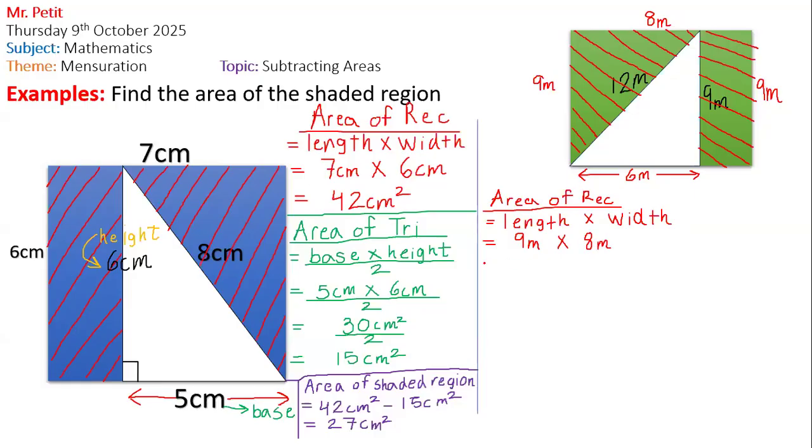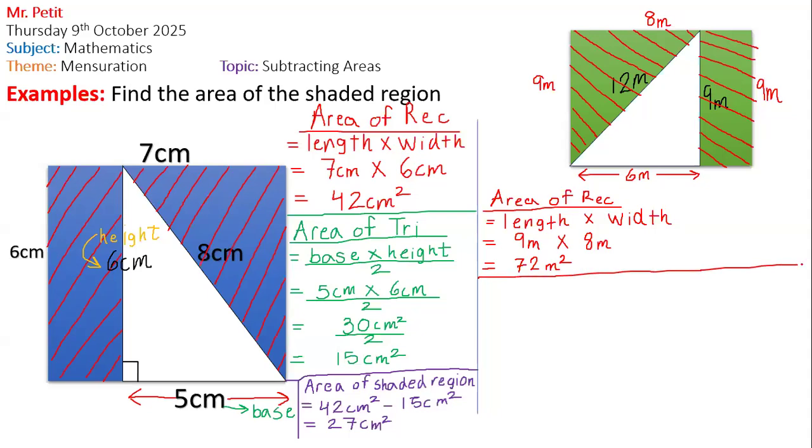So altogether, we have 9 meters times 8 meters. What is that? 9 meters times 8 is going to be what? 72 meters squared. Very good, 72 meters squared. Okay, so that's the area of the rectangle. Do we understand that before I move on to the next one? Yes, sir.